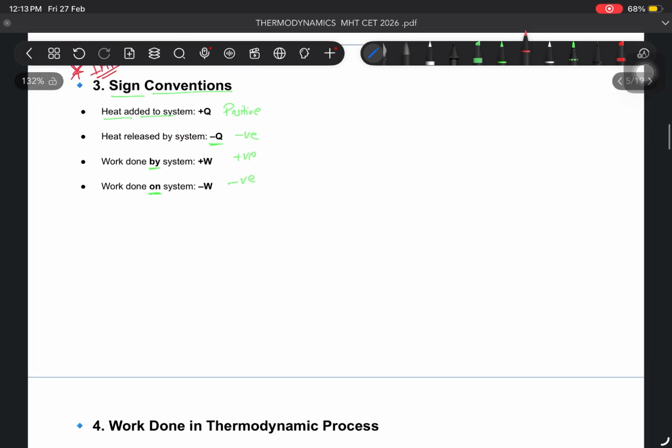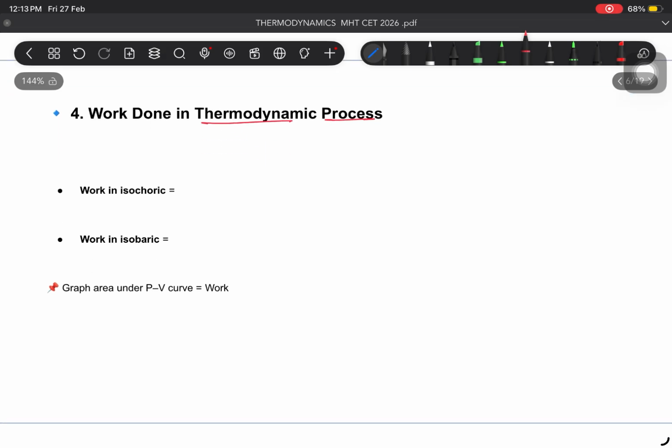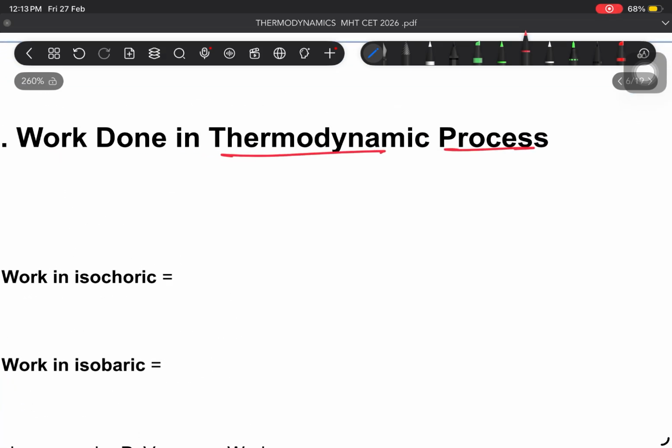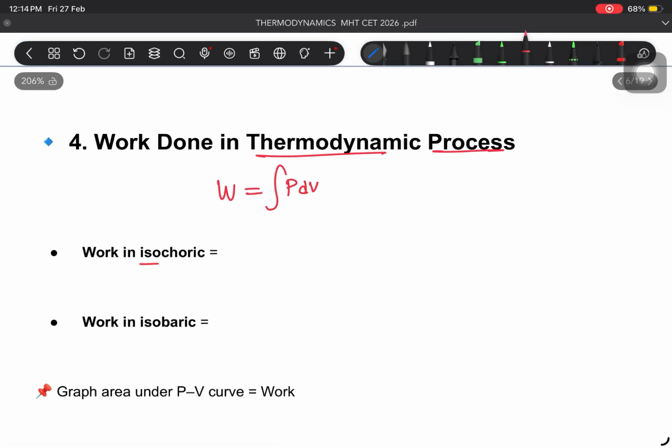Next, work done in a thermodynamic process. Work done is W equals integral of P dV. Graphically, work equals the area under the PV curve. In isochoric process, the work is zero, because there is no volume change.